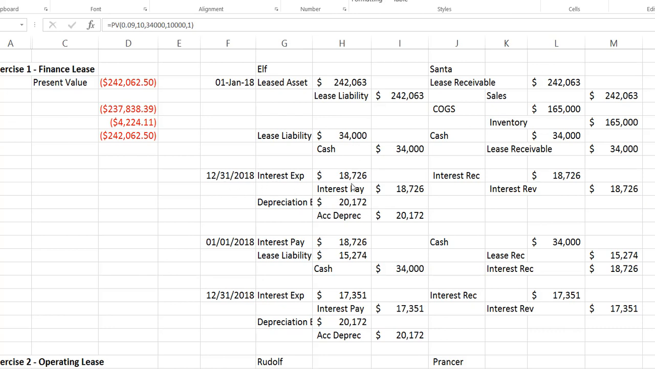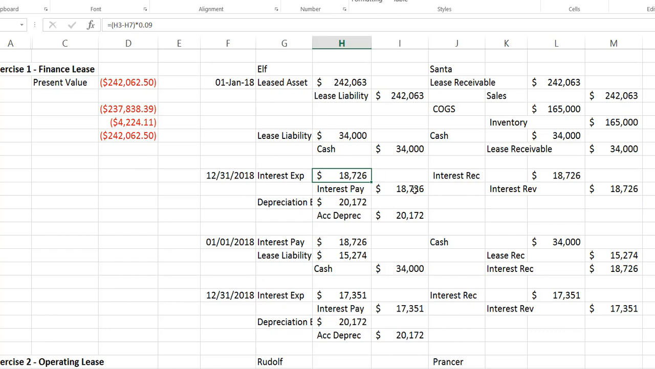Then after 1 year, we're going to accrue interest. Now, this initial entry is when we use the present value. On a finance lease, this is now going to look just like a loan, and you're not going to use the present value again. You're just going to calculate the interest going forward. So interest for the year is determined by taking 9%, and make sure you subtract out this $34,000 out of your lease liability to calculate your interest.